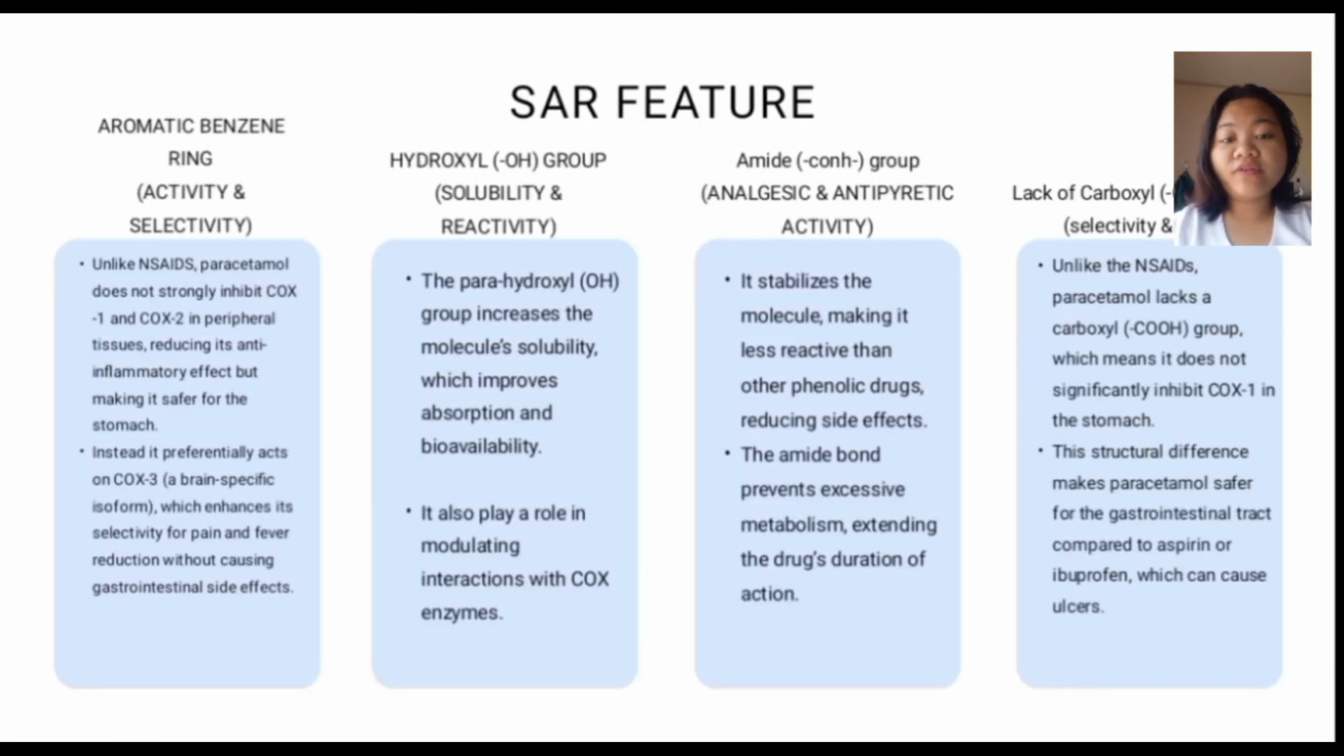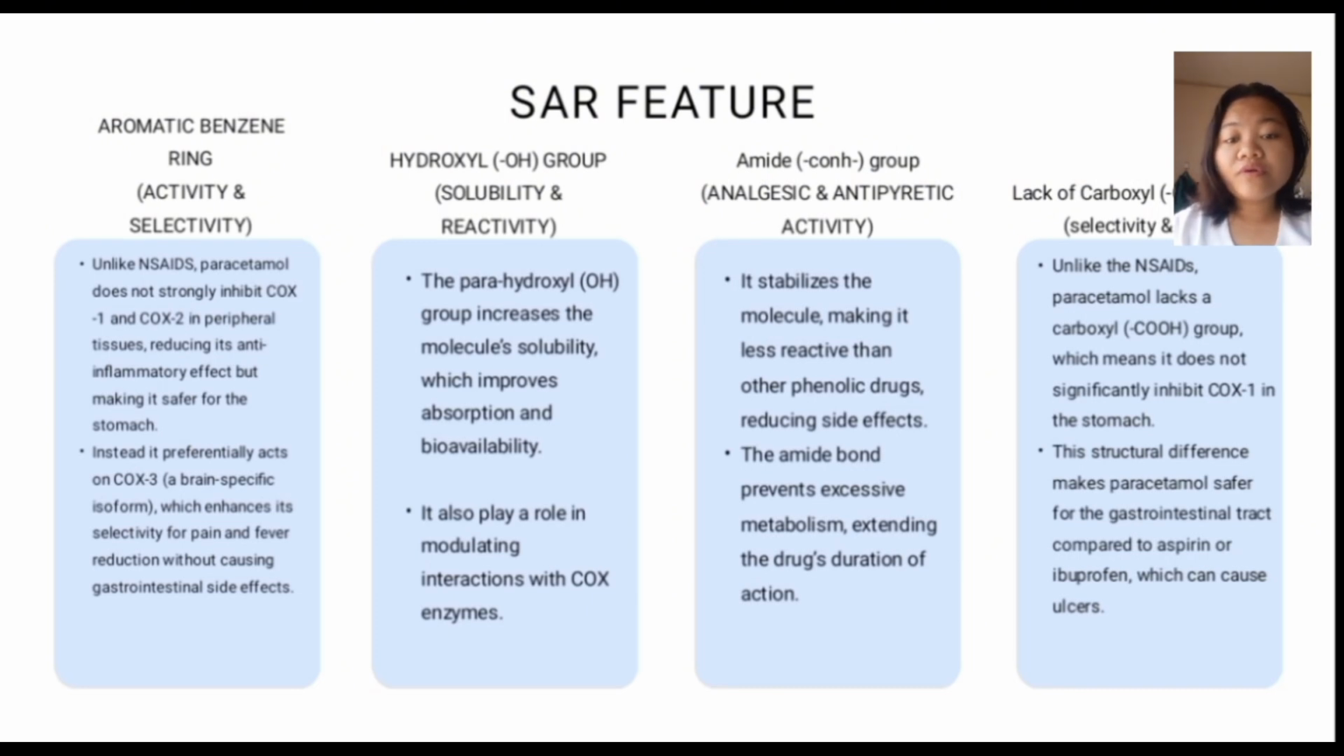Aromatic benzene ring: activity and selectivity. Unlike NSAIDs, paracetamol does not strongly inhibit COX-1 and COX-2 in peripheral tissues, reducing its anti-inflammatory effects, but making it safer for the stomach instead. It preferentially acts on COX-3, a brain-specific isoform, which enhances its selectivity for pain and fever reduction, without causing gastrointestinal side effects. So we have the hydroxyl OH group: solubility and reactivity.